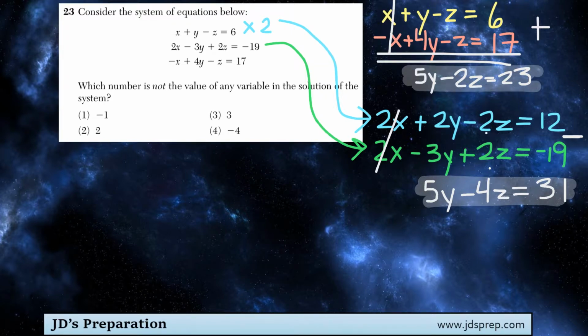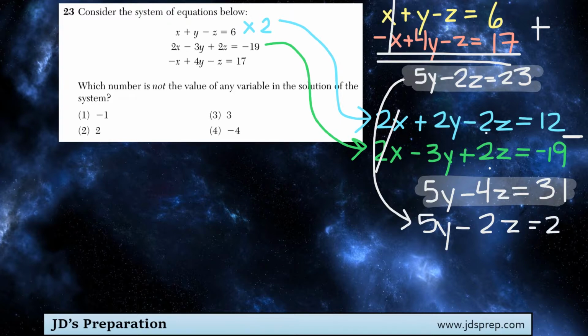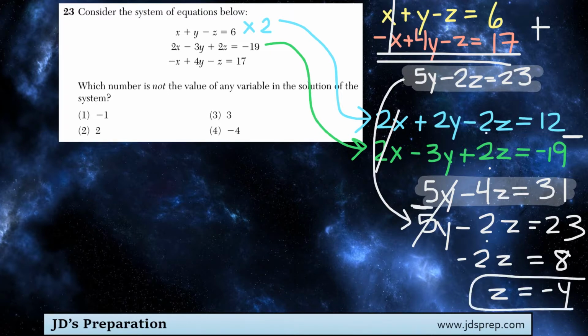And conveniently, you'll notice that they both have the same number of y's, 5y. So we can use a similar method of taking one and subtracting the other to eliminate the y's. So I'm just going to rewrite this one down below here: 5y minus 2z equals 23. And I'm going to subtract. So the 5y's cancel out. Negative 4 minus negative 2 is negative 2z. And 31 minus 23 is 8. Divided by negative 2 gets us a z value of negative 4.